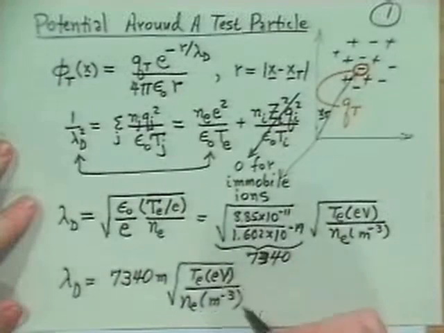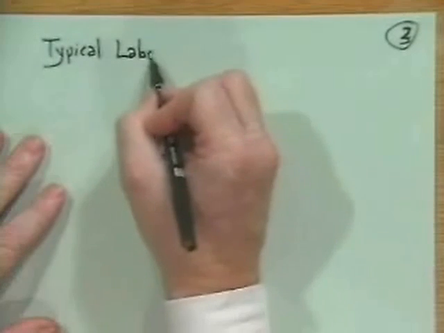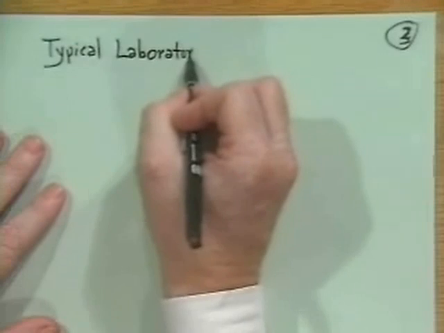What would be a typical number for this? Well, it turns out that a typical laboratory plasma, there being here on campus some tokamak plasmas and Phaedrus in the engineering research building, and also so-called MST, reverse field pinches, over in the physics department. So let's say a typical laboratory magnetically confined plasma.